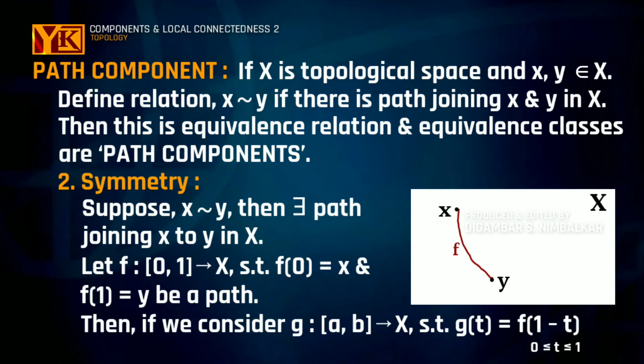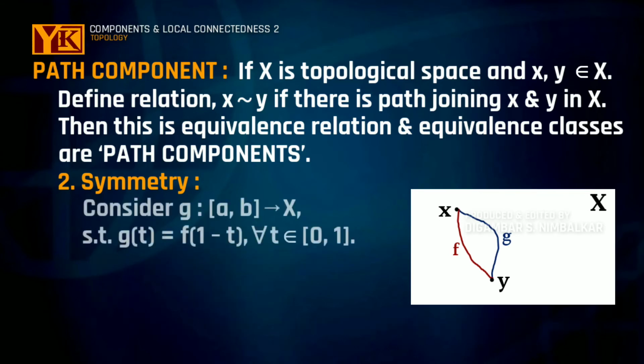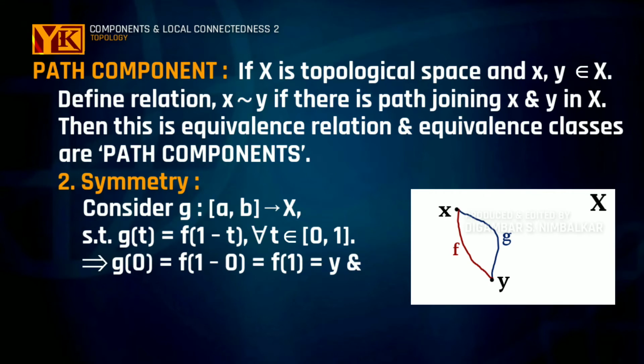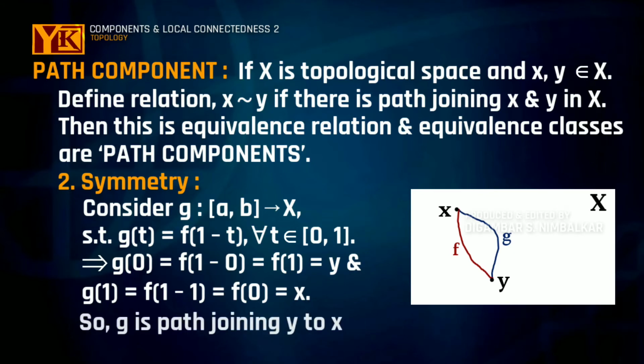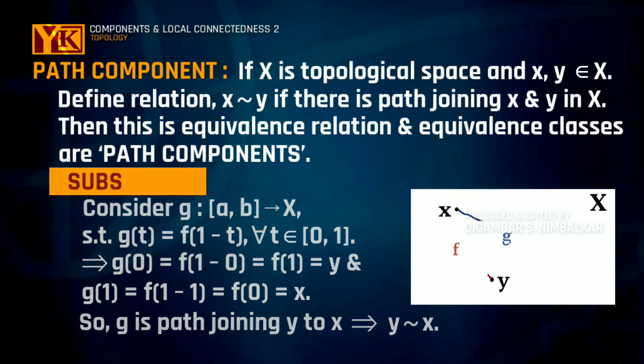Then we can consider the function g such that g of t is equal to f of 1 minus t for t belonging to closed interval [0, 1]. Then what will happen? g of 0 will be f of 1 which will be equal to y, and g of 1 will be equal to f of 0 which will be equal to x. So g will be a path from y to x. So y will be equivalent to x if x is equivalent to y.